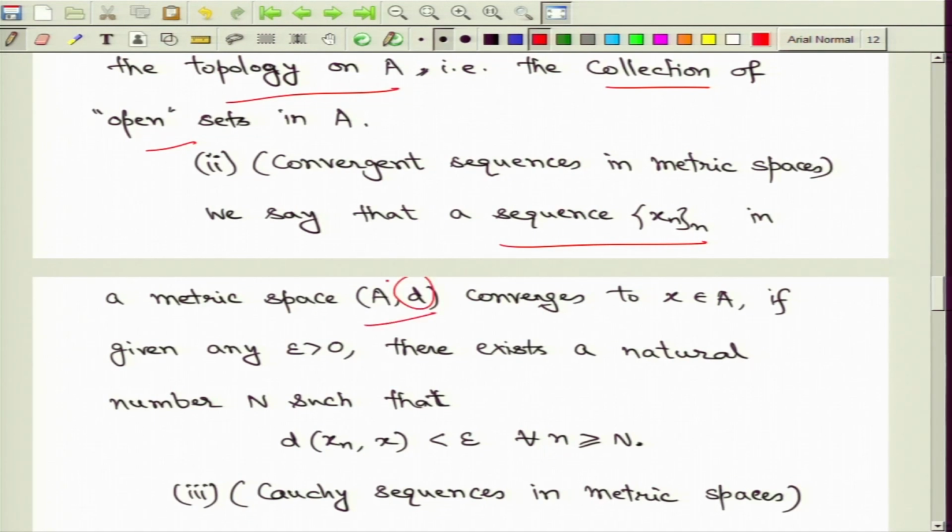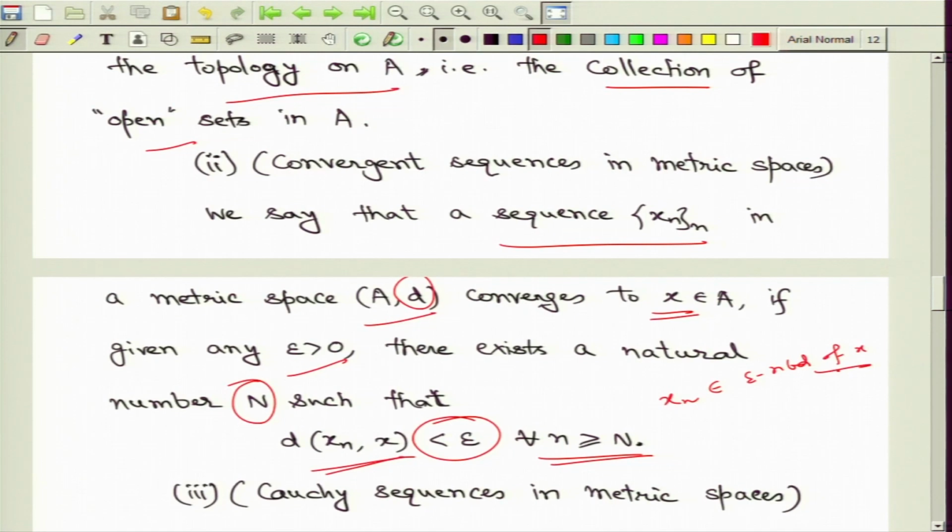D converges to another point inside the set if given any epsilon positive, there exists some natural number capital N such that after that stage capital N, all the points from the sequence are close to x by this distance. Okay. So, therefore, all these points x n fall in the epsilon neighborhood of the point x. So, that is the notion of convergence which we extend from the real line that we have already seen earlier. The only change that we make is that instead of the modulus distance that we use in the real line, we are using the given distance function D.